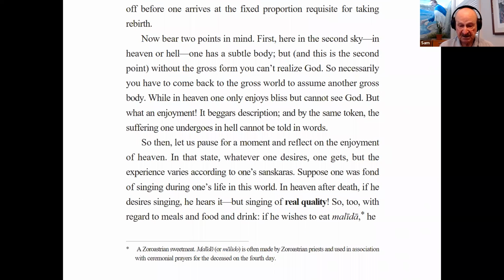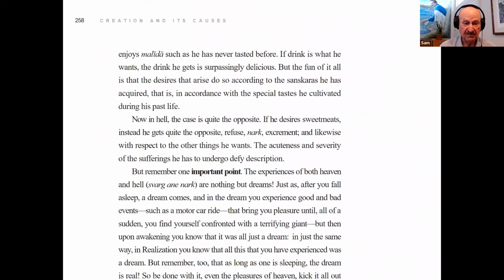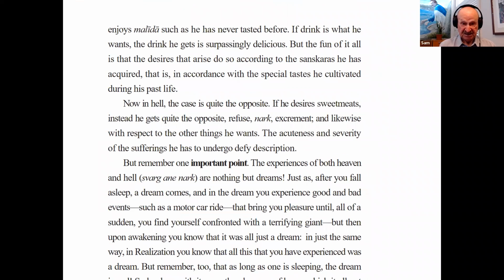So if he wishes to eat malida, he enjoys malida such as he has never tasted before. If drink is what he wants, the drink he gets is surpassingly delicious. But the fun of it all is that the desires that arise do so according to the sanskaras he has acquired. That is, in accordance with the special tastes he cultivated during his past life.